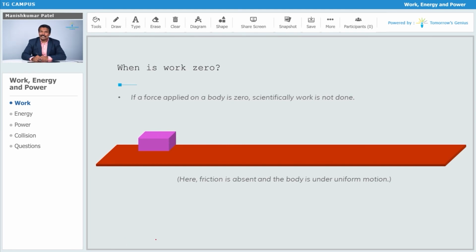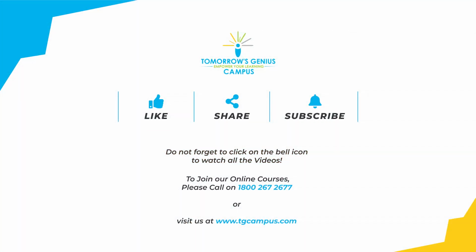Now consider a body moving under uniform motion. When it is performing uniform motion, the value of its acceleration is 0. If acceleration is 0, then the resultant force applied on it is 0. If the force is 0, then definitely the work done is also 0. So this is one of the special cases where the work done is 0, since there is no net force acting on that block.